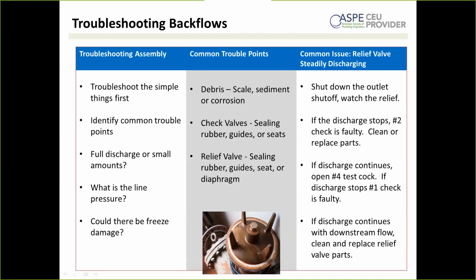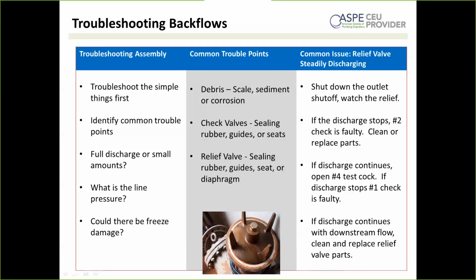Number one, I'm going to be using this right-hand side here. So common issue, relief valve steadily discharging. What do we do? First of all, if the discharge is occasional or random, it's probably fluctuating line pressure. A lot of backflow preventers get taken apart unnecessarily. You're going to give your customer a bill for essentially no reason, and they're not going to be happy about that just because they're discharging due to fluctuating line pressure. So if it spits and then 30 seconds later it spits again, and then 2 minutes later it spits again, it's not timable, it's not consistent. That's probably something external to the valve.